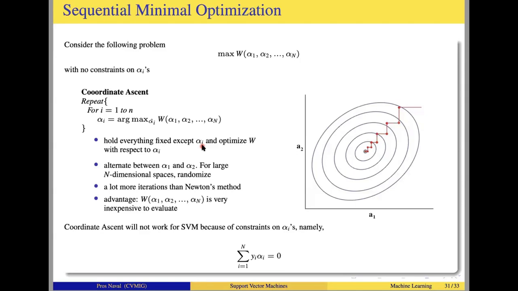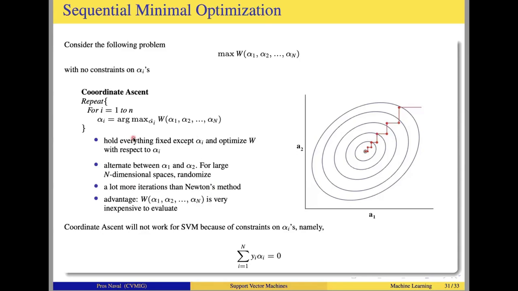Sorry, I said, yeah, we hold everything fixed except alpha I, the one that you chose, and optimize W with respect to alpha I. Then we alternate between alpha 1 and alpha 2 if we only have 2 dimensions. For large dimensional spaces, you just randomize, you just choose any one of these each time. Okay, and then you arrive at the answer.